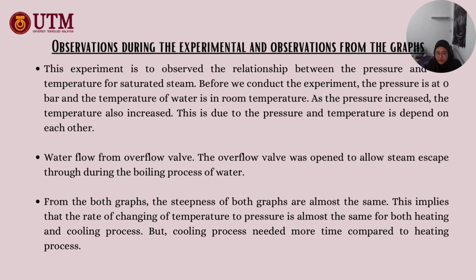These are the observations during the experiment and the observations from the graph. This experiment is to observe the relationship between the pressure and the temperature for saturated steam. Before we conducted the experiment, the pressure was at 0 bar and the temperature of the water was at room temperature. As the pressure increased, the temperature also increased. This is due to the pressure and the temperature depending on each other. Water flowed from the overflow valve. The overflow valve was opened to allow steam to escape during the boiling process of the water.